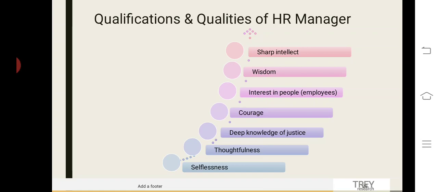The best HR managers are always the people who are concerned with other person's pain. They're able to feel what the other person is passing through. So that is very much required, that the person must have interest in other persons. Otherwise, if you have no interest in other people at all, you can never be a good HR manager.